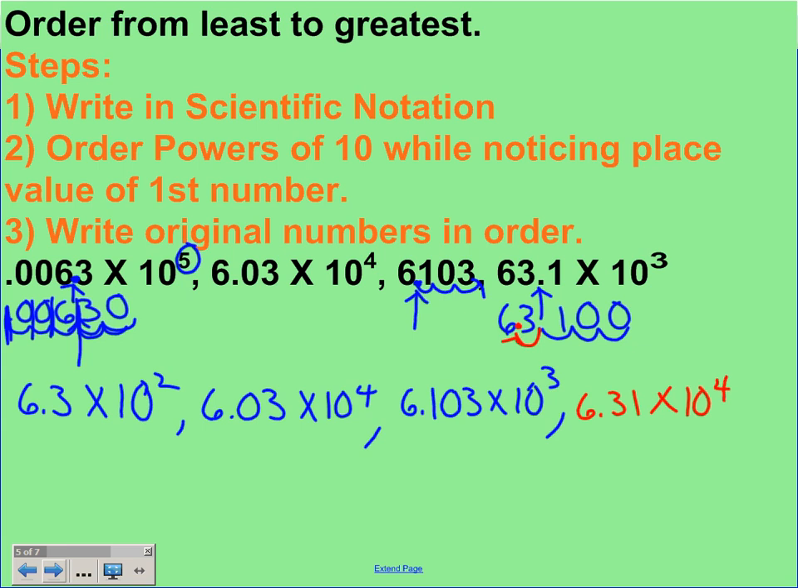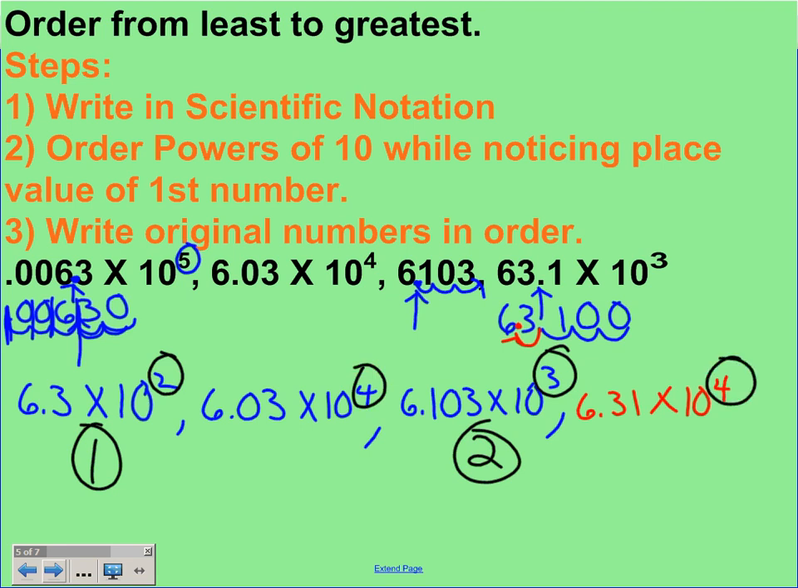Once I have the numbers all written in scientific notation, then we want to order using exponents. I can see that I have a 2 here. I don't see any other 2s, so that must be my number 1. And then I've got 3, that's the number here, that's going to be my number 2. The last two aren't so obvious because I have a 10 to the 4th and a 10 to the 4th. So now I have to think about what that is. That's like 6.03, and that's like 6.31. That will be my number 3, and this will be my number 4.